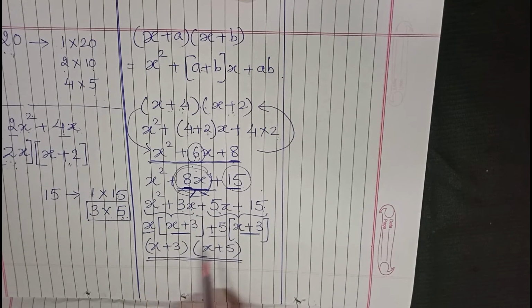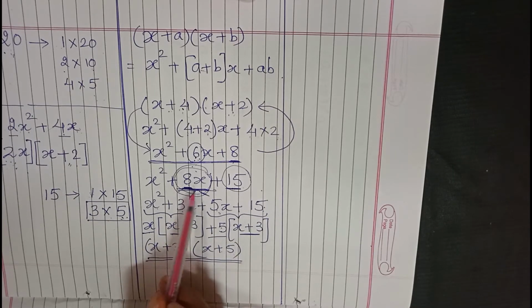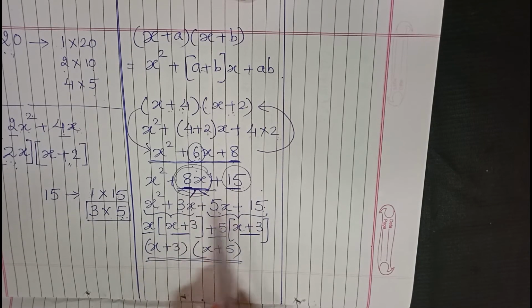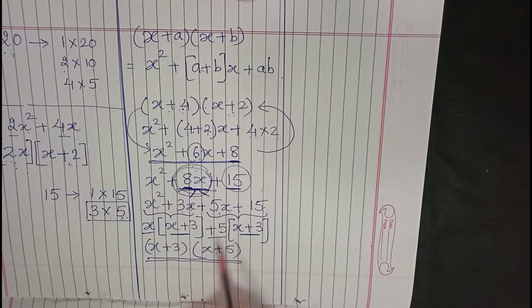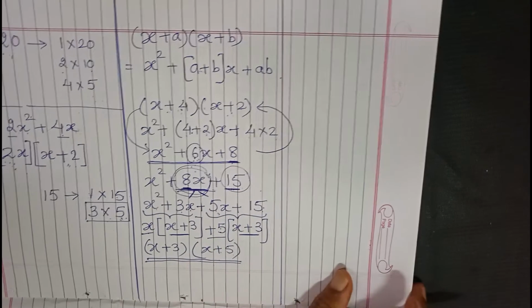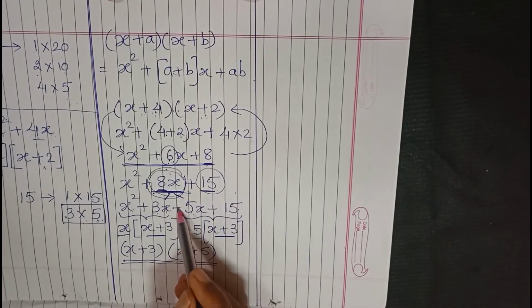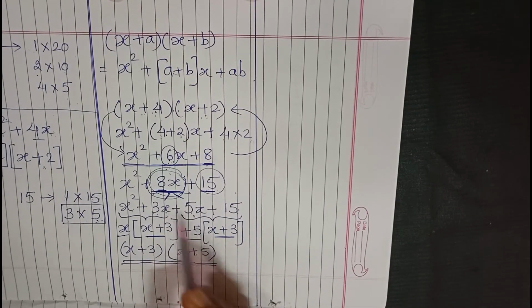So you can see we got the factors of this polynomial. We got two brackets. When they are multiplied with each other, you will get this answer. So this is how you factorize an algebraic expression or a polynomial into two brackets. This method is called splitting the middle term. We have split the middle term into two.